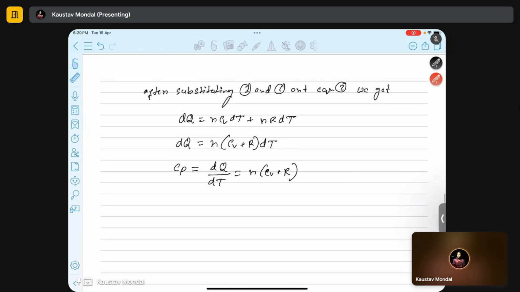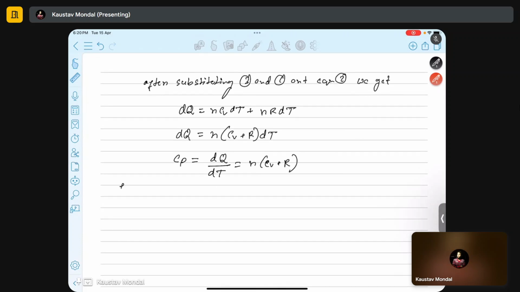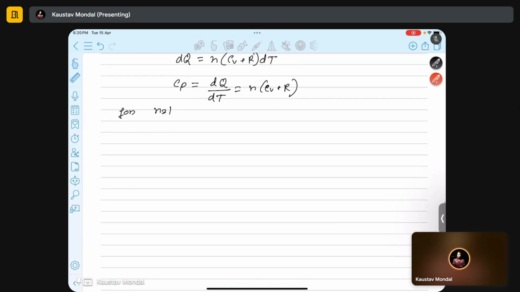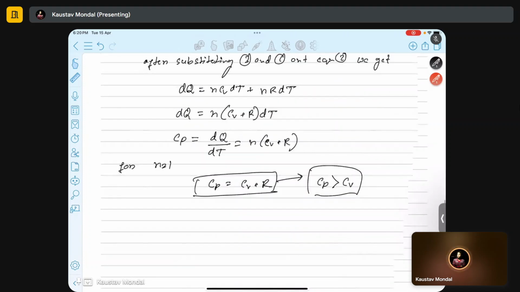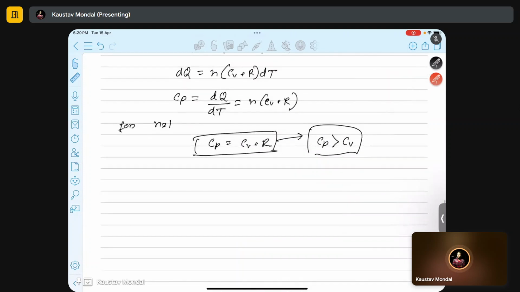So this is for n mole. That's for n equal to 1. For the n equal to 1 case, Cp would be equal to Cv plus R. So that means Cp would be greater than Cv from this, right? So this is how you can show. This is also a very important relation: Cp minus Cv equal to R.